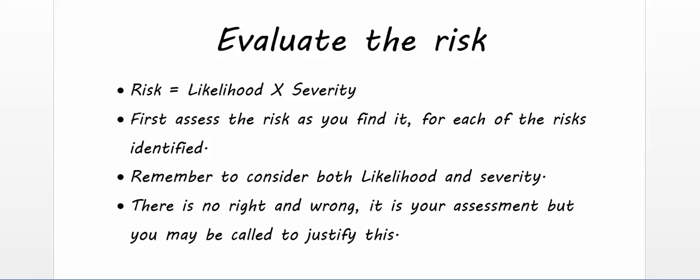Once you've identified the hazards and also who's likely to be harmed, it's important to evaluate the risk. It's important to remember that risk is a combination of likelihood, the likelihood of it to happen, and the severity. So what would happen? What's the likely outcome that would come of that if the event was to be realised? So first, assess the risk as you find it, for each of the risks identified. Remember to consider both likelihood and severity, as I've said above. The risk matrix I showed you earlier will help you do that. And there are no wrong or right ways in assessing risks. It's up to you to decide this, but remember, you may need to justify this.